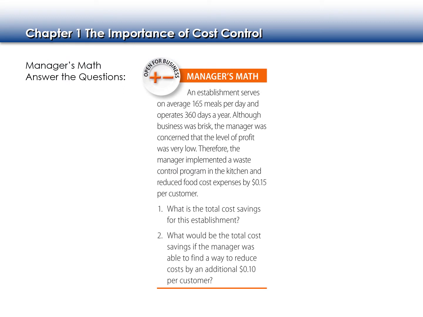All right, so in the interest of time, we're just going to jump right through this. An establishment serves on average 165 meals per day and operates 360 days a year. So we're closed 5 days out of the year. Although business was brisk, the manager was concerned that the level of profit was very low. Therefore, the manager implemented a waste control program in the kitchen and reduced food cost expenses by 15 cents per customer. A nickel and a dime per customer.